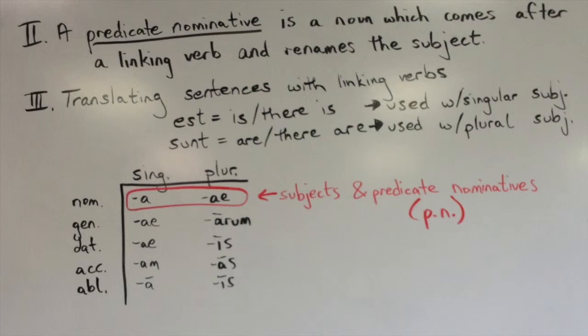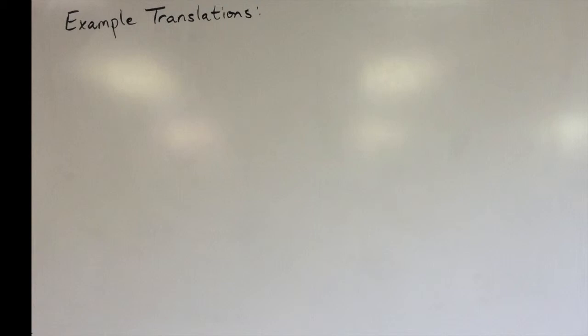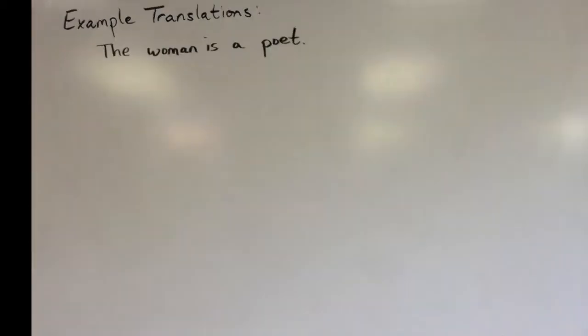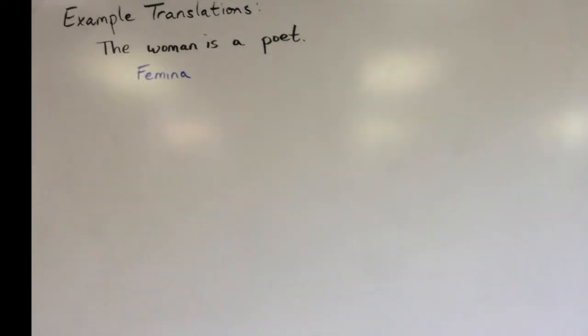Let's take a look at how this will play out in an actual translation. Label the next section of your notes, Example Translations. So let's say we have the example sentence, the woman is a poet. The woman is singular, and so we look to our chart, and on the chart it says that a singular noun, if it is a subject or a predicate nominative, and those are the only things we're going to be dealing with this chapter, if a noun is singular, it is going to have the ending a. And so when we translate woman, it should say femina.